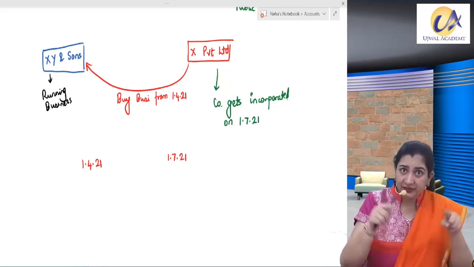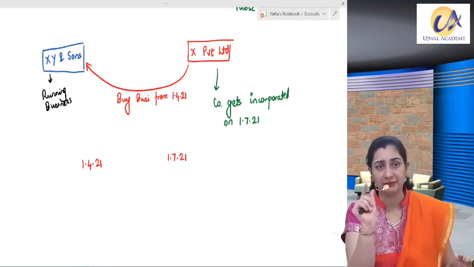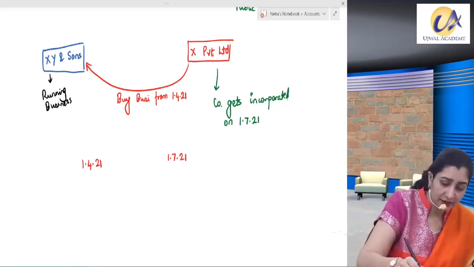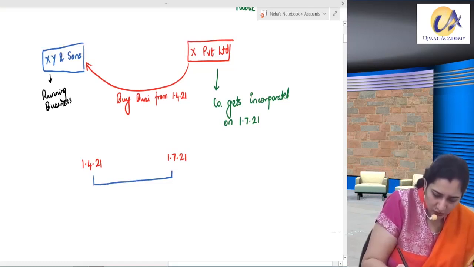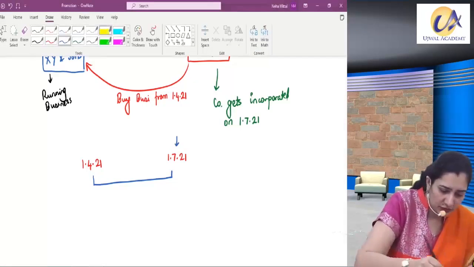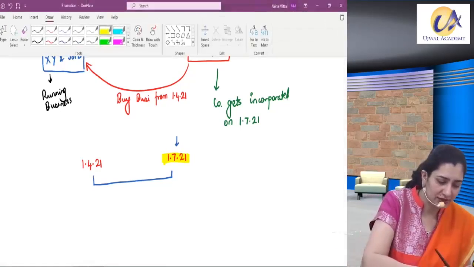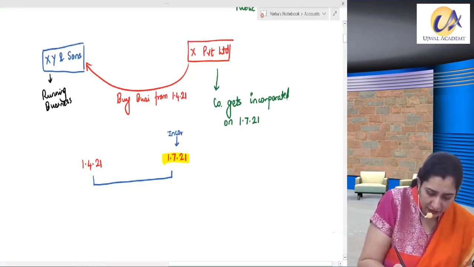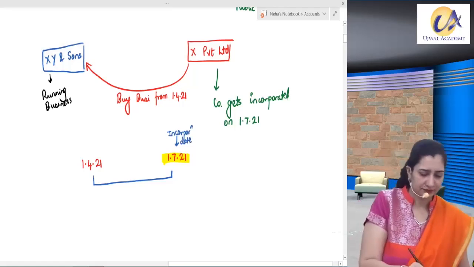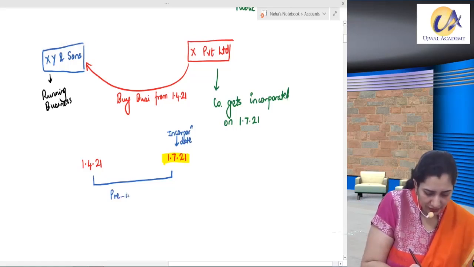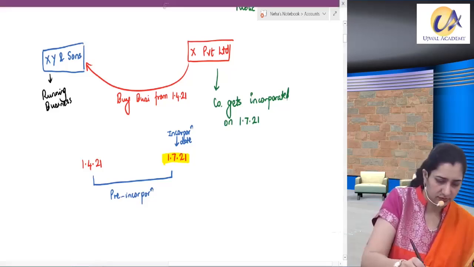Now that period, okay, is called the pre-incorporation period. Pre-incorporation. क्या बोला मैंने? Pre-incorporation, this period. Because इसमें जो 1/7/21 है, this is what I call my incorporation date. This is my incorporation date. So anything before this is called pre-incorporation, and whatever happens after this is called post-incorporation. Okay, so I hope this is clear.